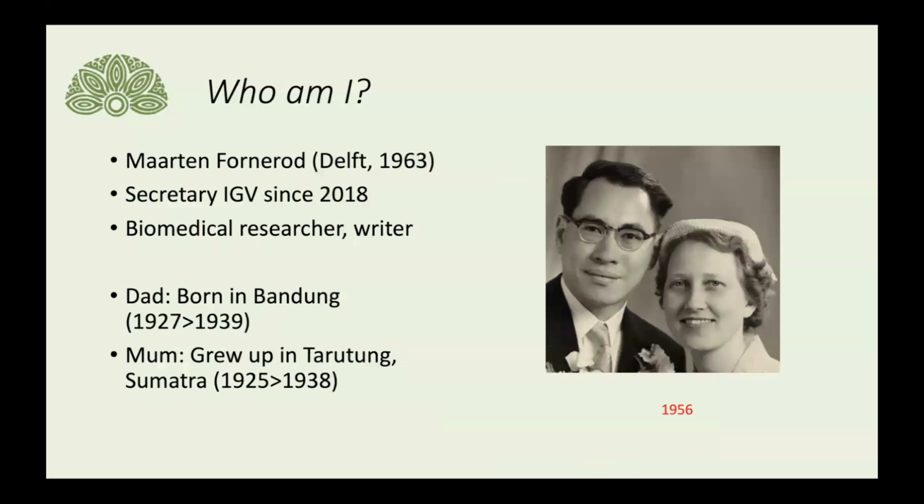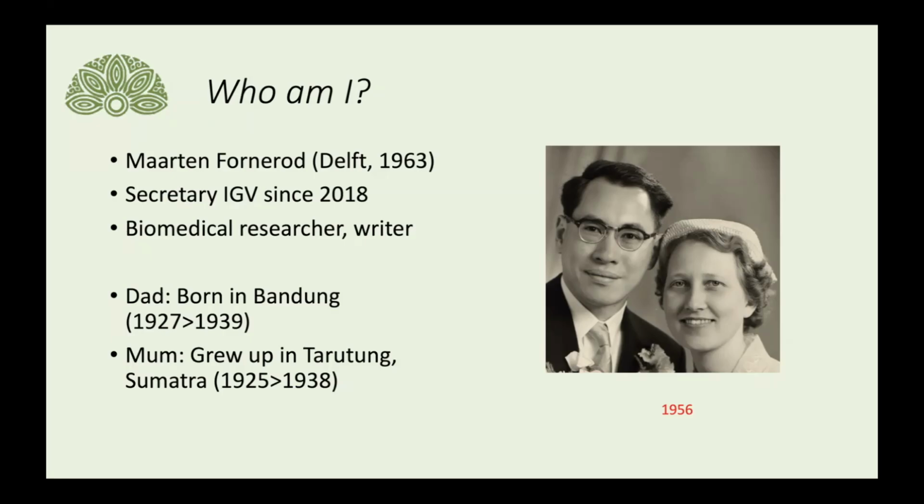But who am I really? My name is Maarten Fornerod. I was born in the city of Delft in the Netherlands in November 1963. Secretary of the society since 2018. My profession is biomedical researcher, and I also write on several topics.